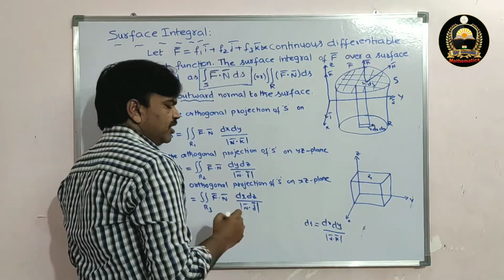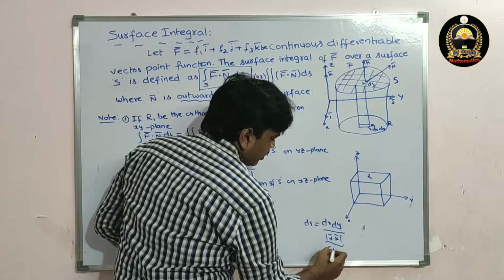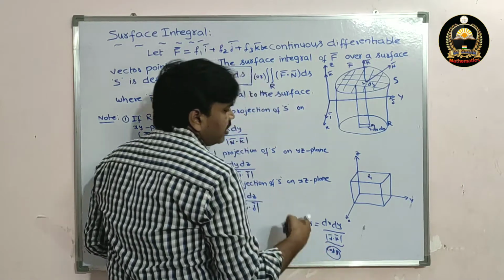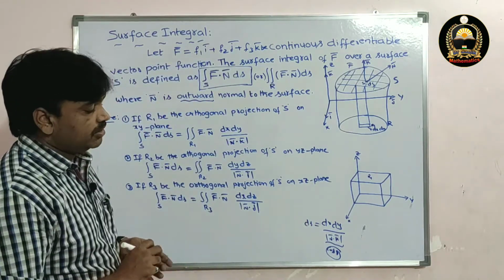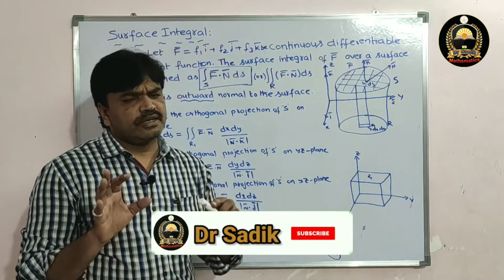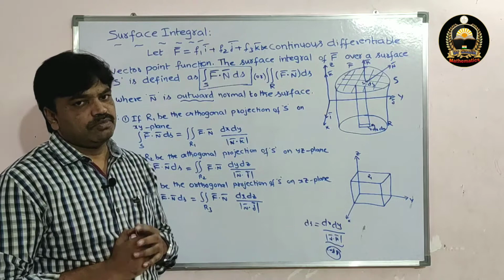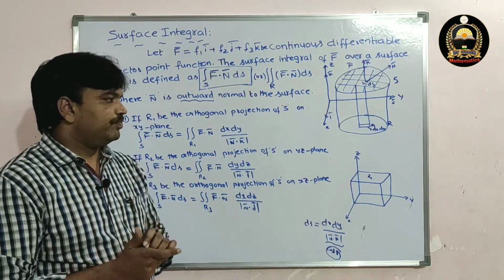Actually, n bar dot k bar gives cos gamma. By applying the basic definition we get modulus n bar dot k bar. It is enough to remember: modulus n bar dot k bar.